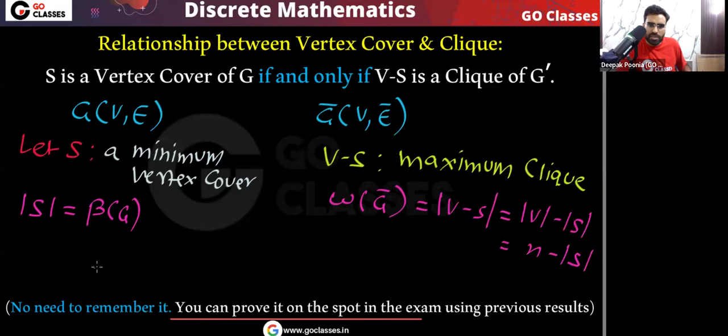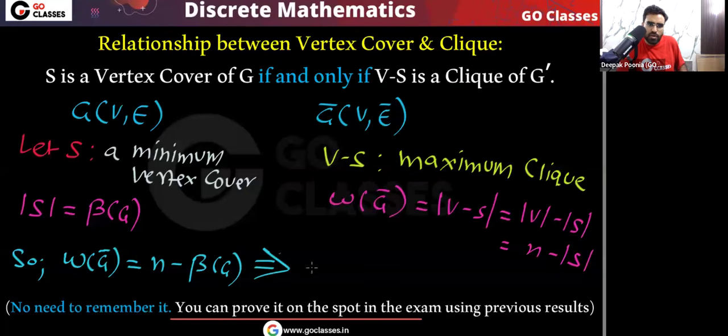So from here I can say that omega of G complement, the clique number of G complement, is equal to N minus size of S. Size of S is the same as beta of G. So from here we got that beta of G plus omega of G complement is equal to the number of vertices.